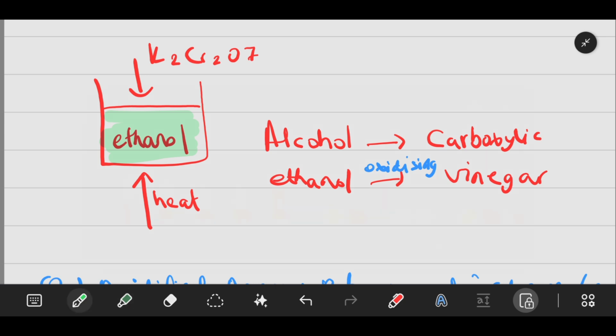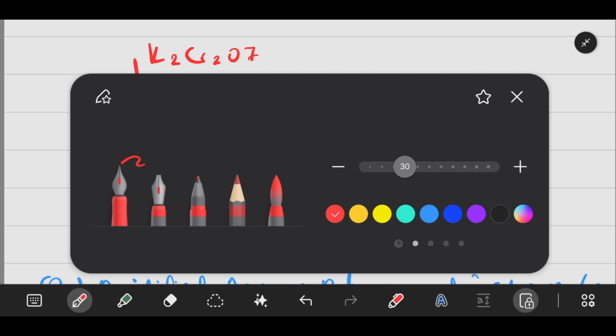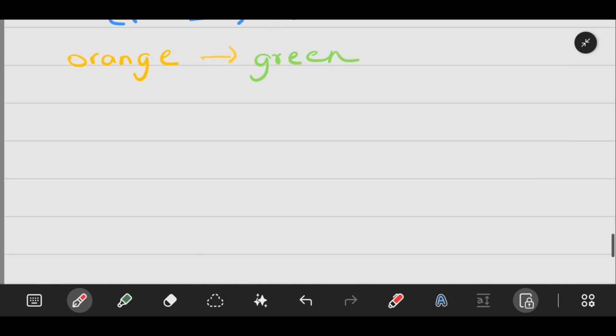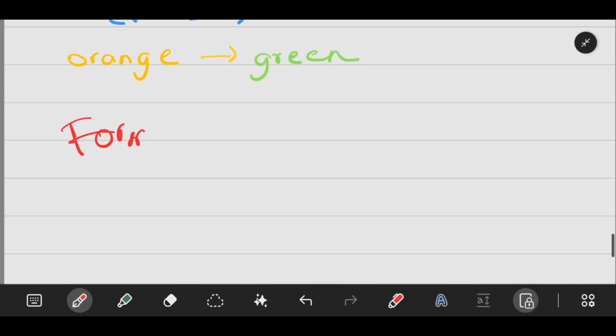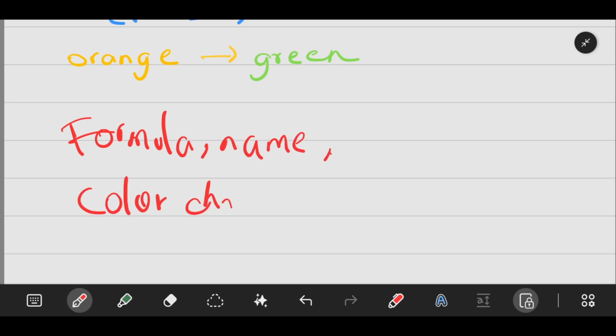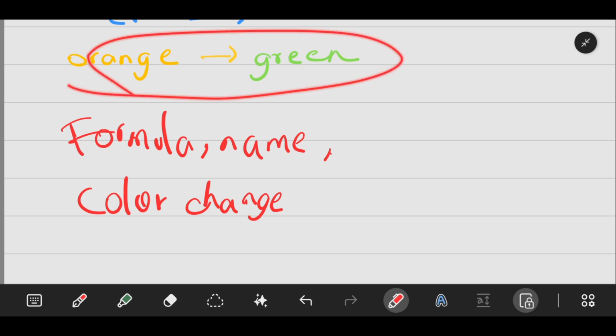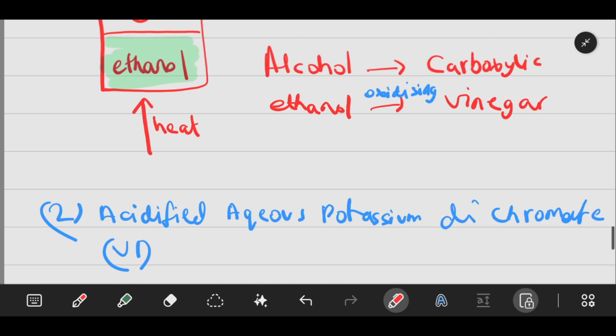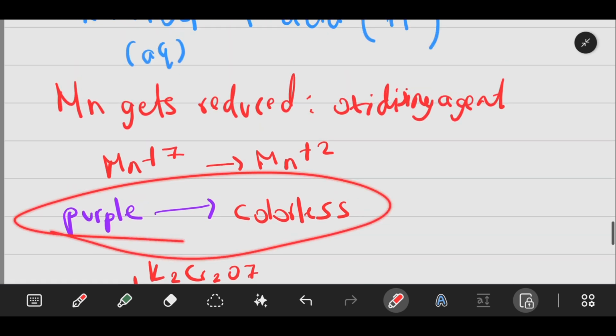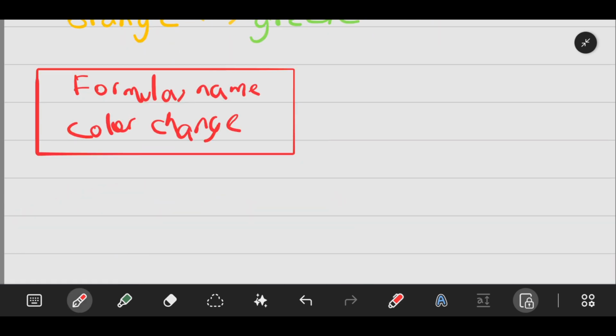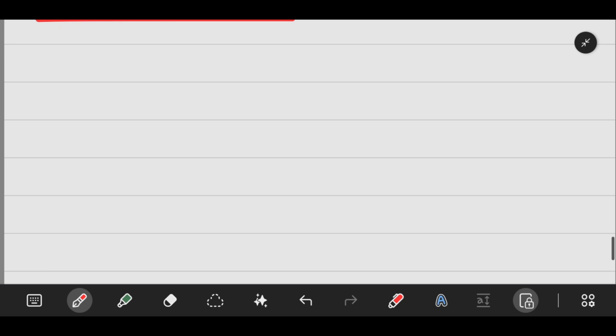So what do you even need to learn from this? You just need to learn the formula, the name, and the color change that takes place when we use the oxidizing agent. In this case, it was orange to green, and in the case for KMnO4, it was purple to colorless, as we wrote over here. Now we will move on to reducing agents.